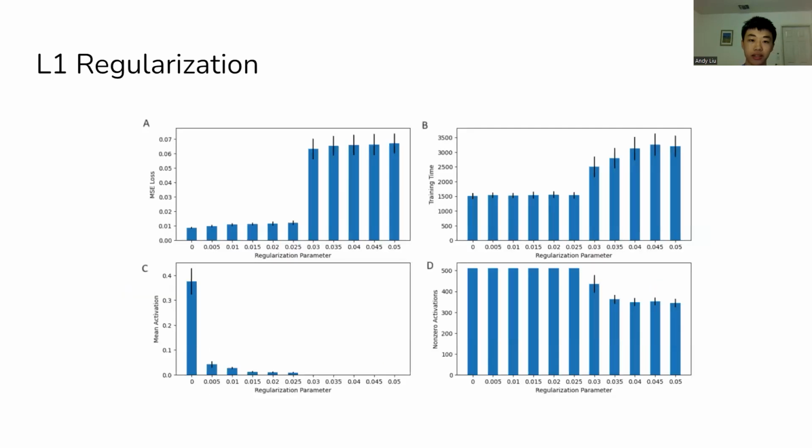Here are the results. As you can see, after a certain point in the weight of our regularization, we start seeing some sparsity, as indicated by figure D, the non-zero activations. However, we also see a massive increase in our reconstruction loss.